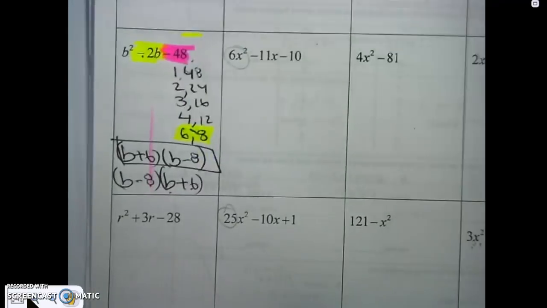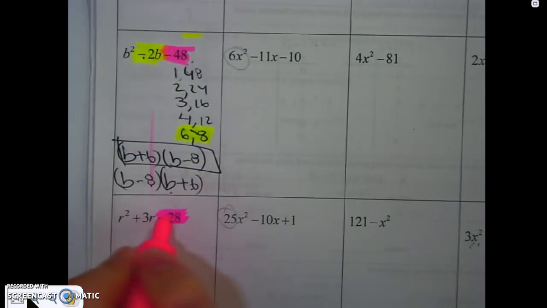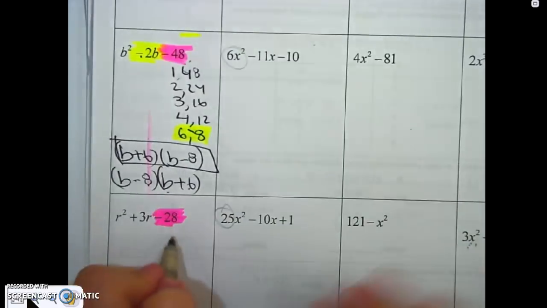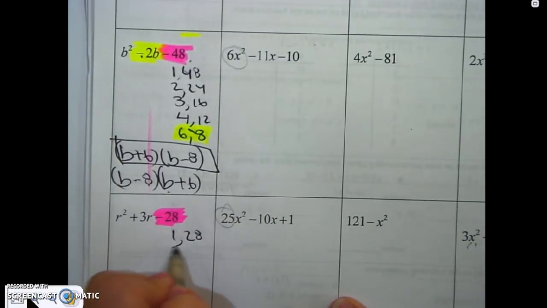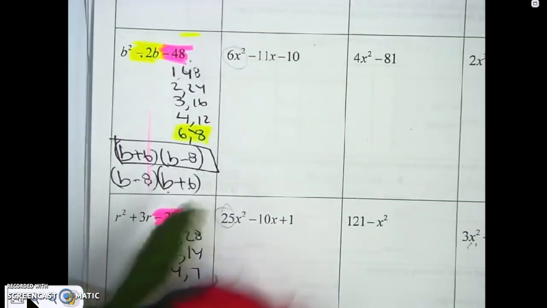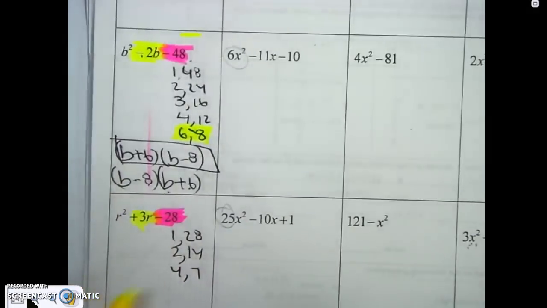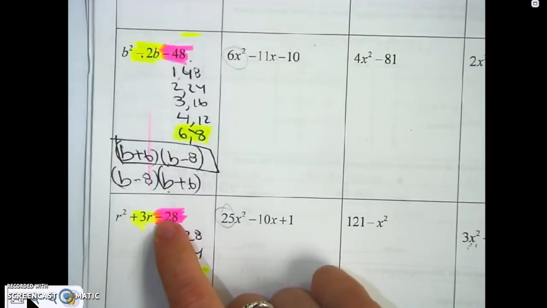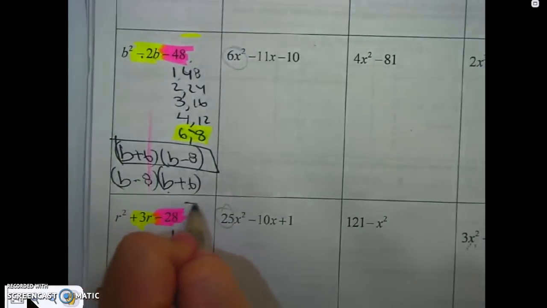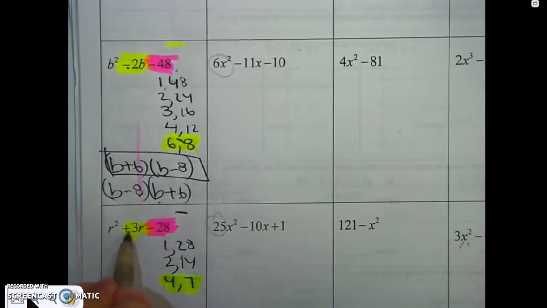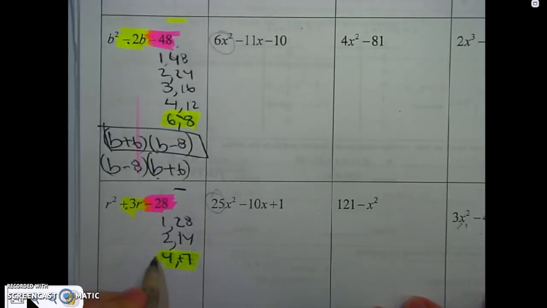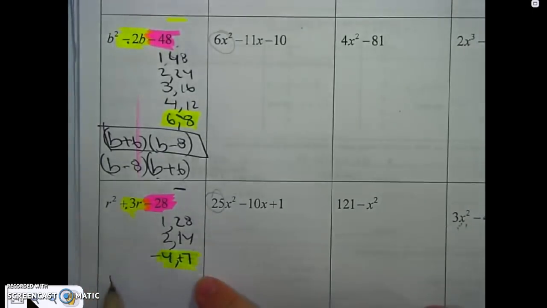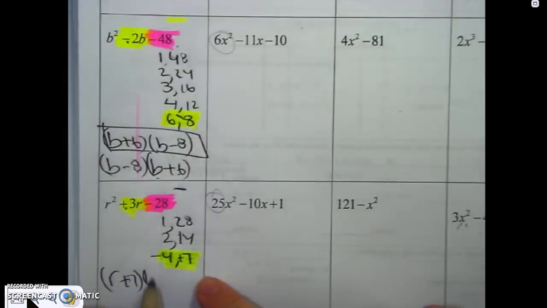Let's go to the next one. Look at that. 2 ways to multiply to get 28. 1, 28. Don't even look at the negative. 2, 14. 4, 7. My goal is to get a 3. Boom, that gives me the 3. Because there's a negative, I'm going to be subtracting them. So since this guy's positive, the bigger guy's positive, boom, that's negative. R plus 7, R minus 4.